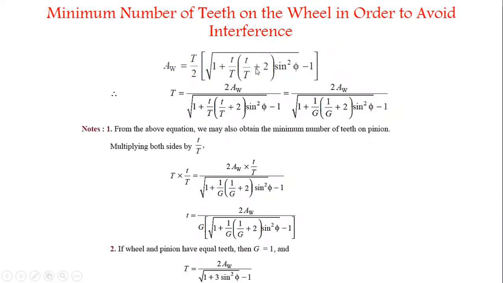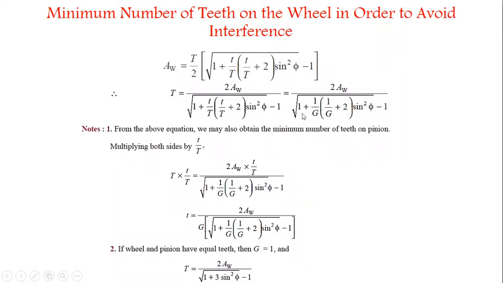Reduce this equation: T equals 2AW divided by the square root of 1 plus (small t divided by capital T) into (small t divided by capital T plus 2 sin squared phi) minus 1. Here, capital T divided by small t is equal to G. Now small t divided by capital T is nothing but 1 divided by G.